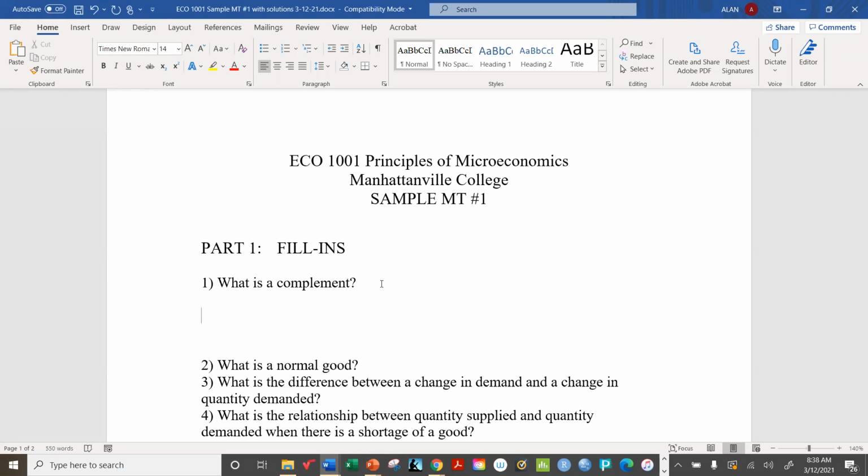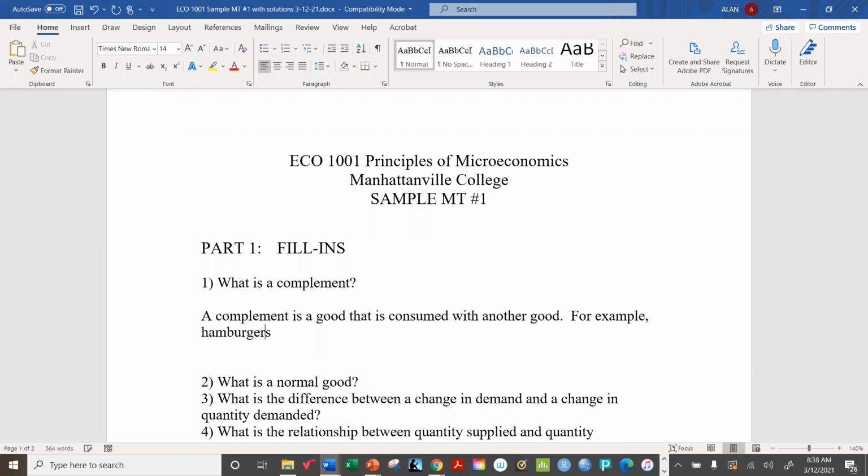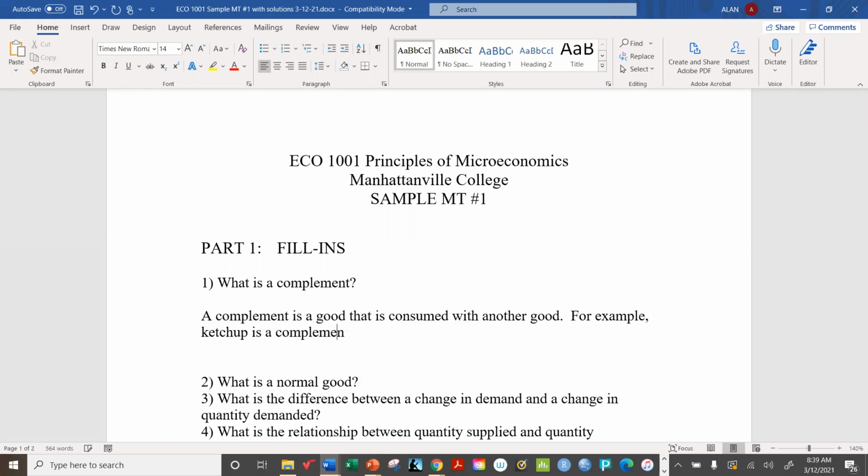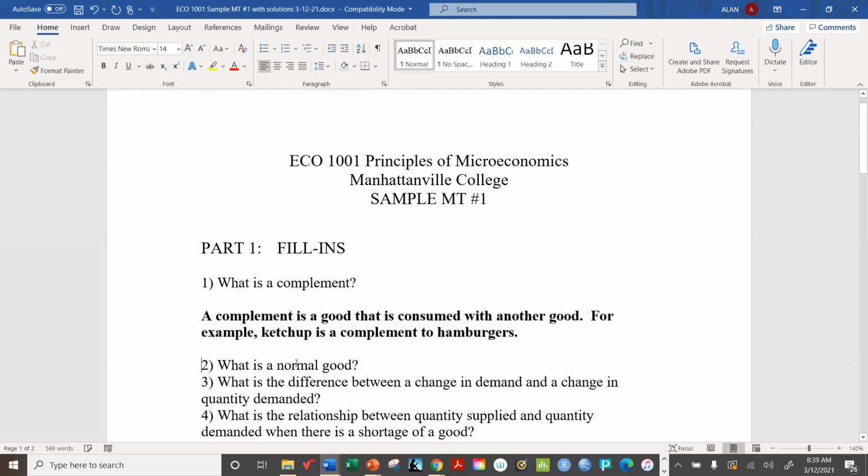What is a complement? Well, since these are English questions, there are a lot of ways we can express this. What I just want you to make sure that you mention is that a complement is a good that is consumed with another good. Now, it doesn't ask you for an example, but I'm going to give you one anyway, just so you remember what this means. For example, ketchup is a complement to hamburgers. Again, that was not mandatory. I only put that in there just to help you remember what this means, but it didn't ask for that, so that wasn't absolutely necessary.